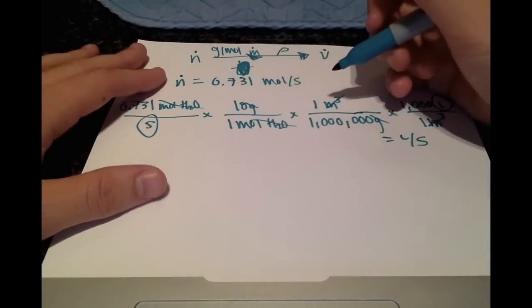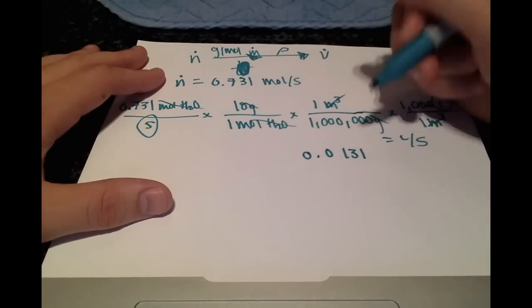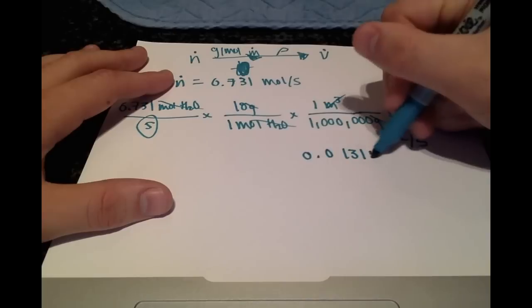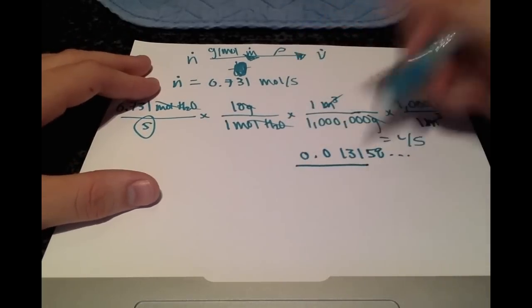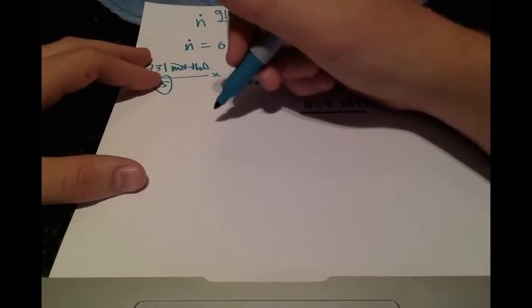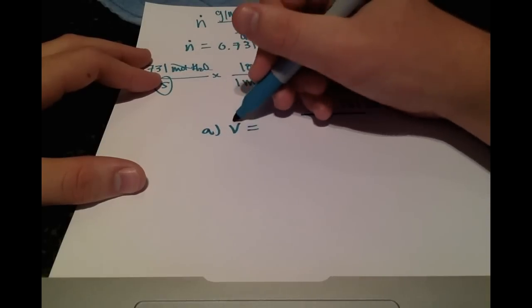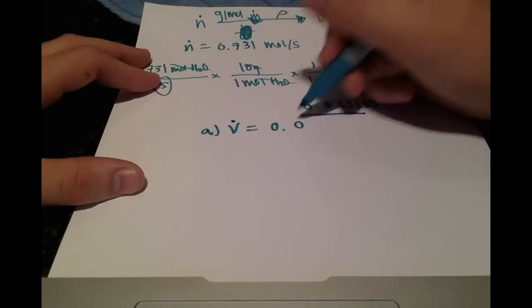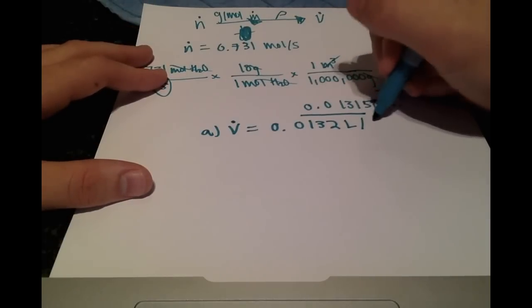Doing that quick calculation, we get 0.01315. And we started with 3 significant figures, so let's stop at 3. And we can write our final answer with appropriate units. For part A, the volumetric flow rate is 0.0132 liters per second.